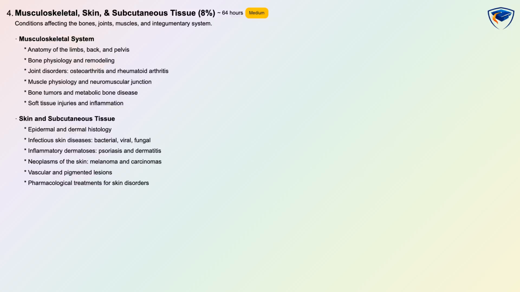Musculoskeletal skin and subcutaneous tissue is 8%, medium difficulty, and estimates 64 hours of study with scenario-based testing. It focuses on conditions affecting bones, joints, muscles, skin and subcutaneous tissues and their clinical management. Learn limb and pelvic anatomy, bone physiology and remodeling, joint disorders like osteoarthritis and rheumatoid arthritis, muscle physiology and the neuromuscular junction, as well as skin histology, infectious and inflammatory dermatosis, neoplasms and pharmacological treatments.